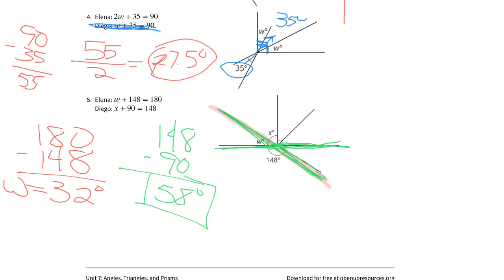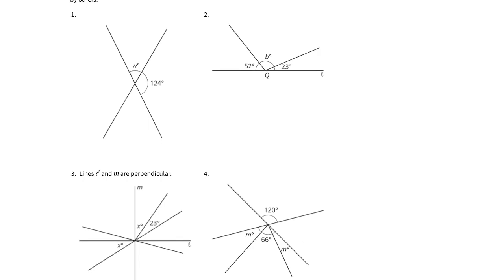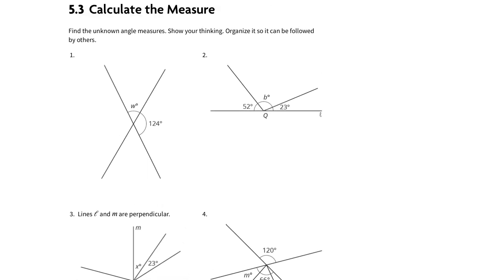So if we turn the page to page 42, we have more problems like this. So we'll go through these a little quicker because we've done a few of them. All right, W plus 124 equals a straight line. So right here we have a straight line. So that's 180 degrees. So 180 minus 124 gives me 56.